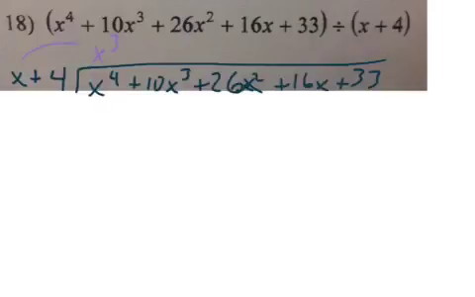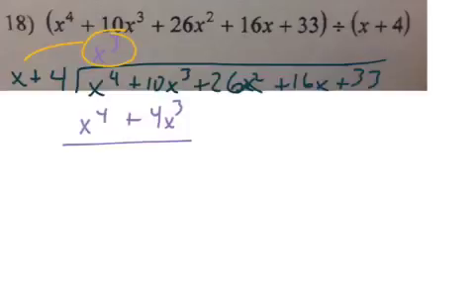So again, the next thing I'm going to do is the distributive property. x cubed times x is x to the 4th, and x cubed times the 4 is 4x cubed. Again, what I did was take this x cubed and distribute it with the x and the 4. The next key step is we're going to subtract, and we have to distribute the minus. So that right there also becomes a minus.